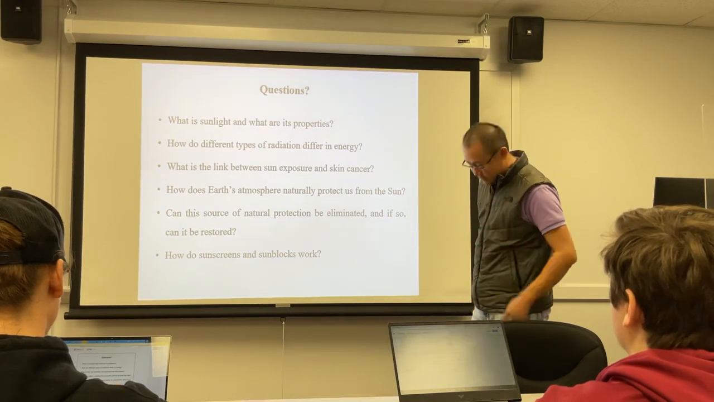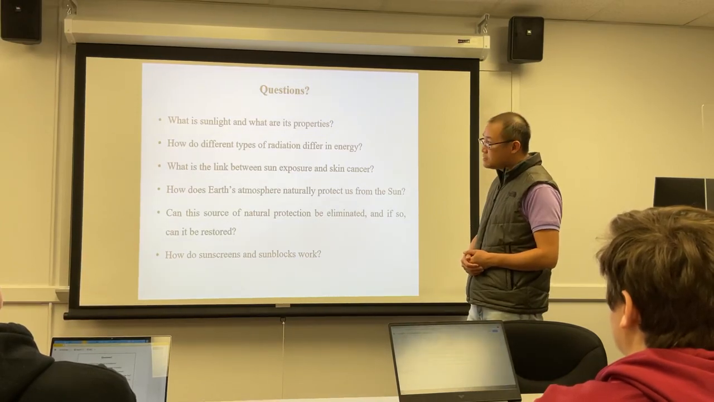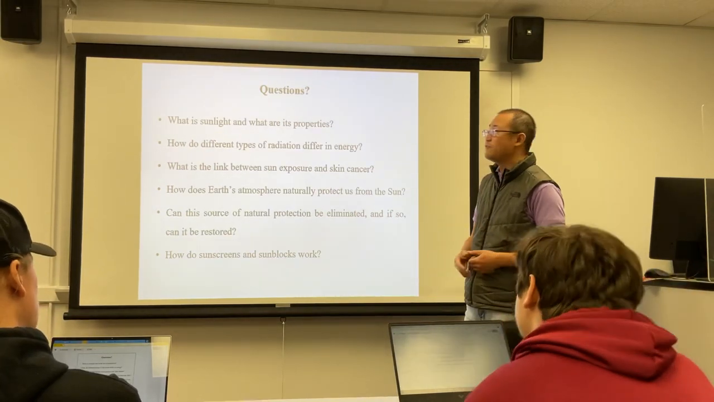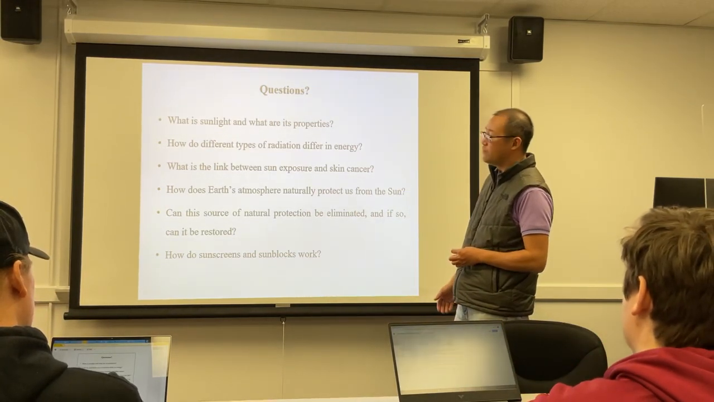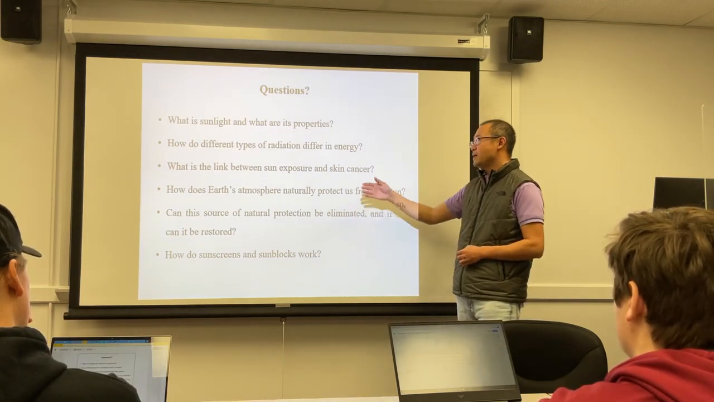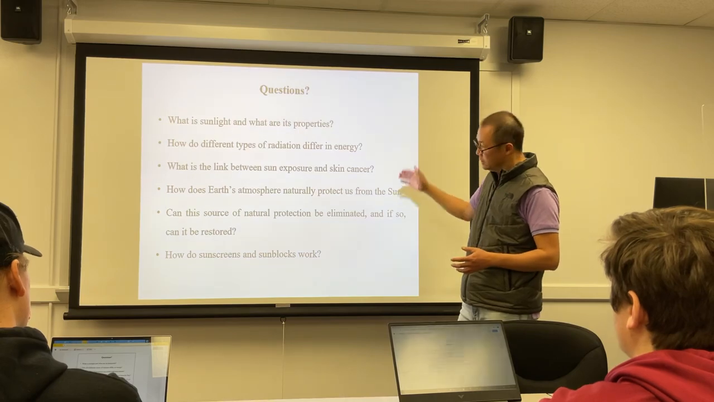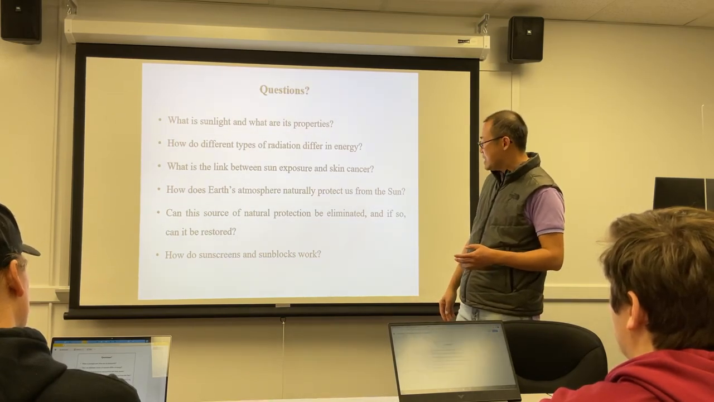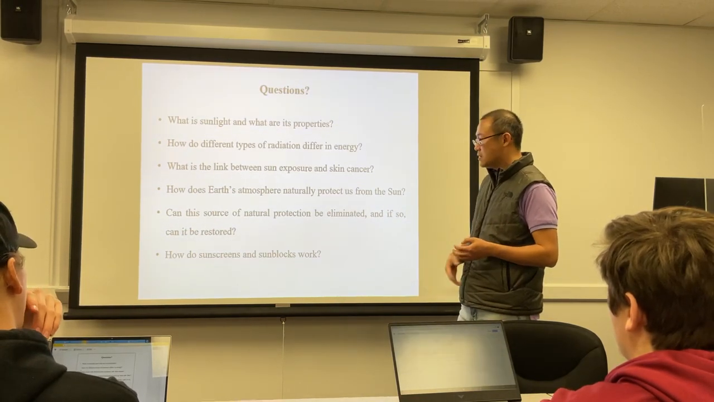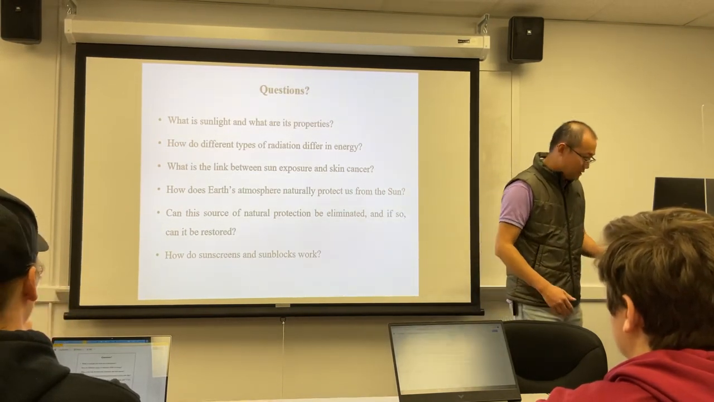First is, what is sunlight? What property does it have? And how many different types of radiations are in the sunlight, and how are they different? How do different types of radiation differ in energy? And what is the link between sun exposure and skin cancer? And how does Earth's atmosphere protect us from the sun, from the radiation? And can this source of natural protection be eliminated? If so, can it be restored? Finally, how do sunscreens and sunblocks work? So that's why we're talking about these two chapters together.